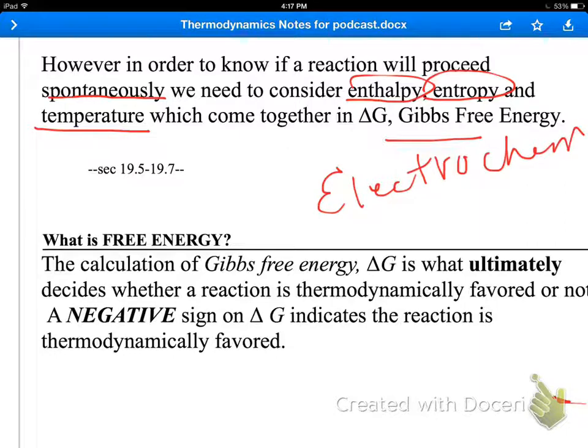Okay, you probably will remember this from electrochem. So we can calculate the Gibbs free energy, which ultimately decides whether a reaction will go. And if you remember, delta G, if it's negative, means it's spontaneous.